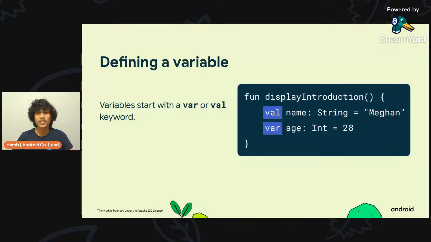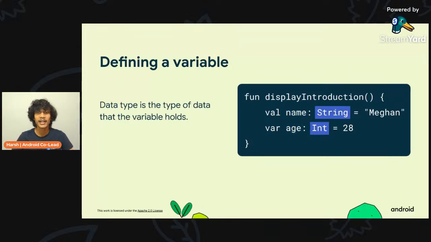Before you use a variable, you must declare it. To declare a variable, start with the val or var keyword. All variables must have a name that they can be referred by. The data type specifies the type of data that the variable holds. Note that the colon separates the name and data type.